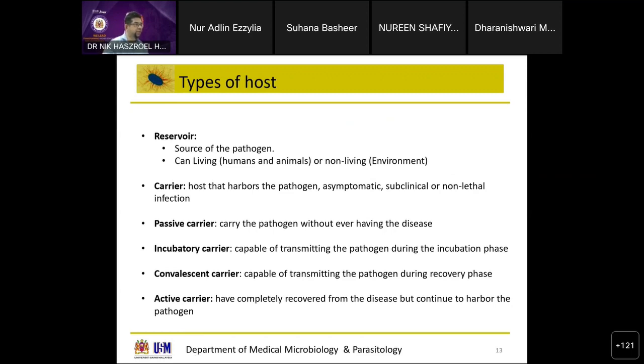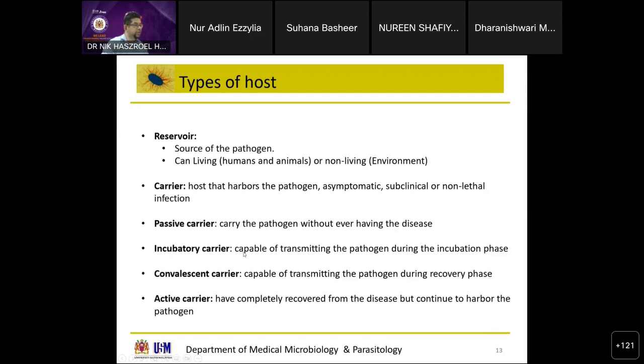Can be a source, so it can be a reservoir, also for the living, like humans and animals, as we described just now. And then there are a few types of carrier: the passive carrier, incubatory carrier, convalescent carrier, and also the active carrier. So the carrier is a host that harbors the pathogen. They are asymptomatic, subclinical, or have a non-lethal infection. So they can be a passive carrier, carrying the pathogen without ever having the disease. The passive carrier is similar to the reservoir. They carry the pathogen without ever having the disease.